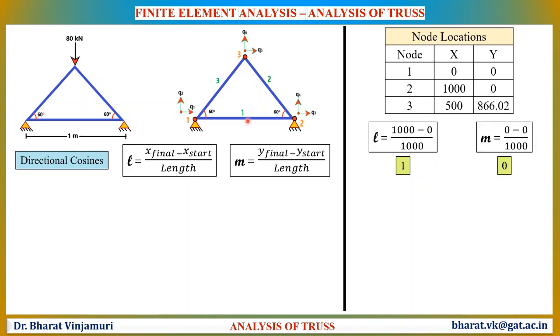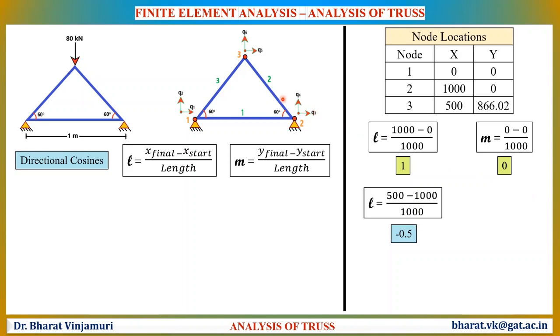the y coordinate of the end node of element number 1 is 0 and its y coordinate is 0. Similarly, the starting node of element number 1 is node 1 whose y coordinate value is 0. Thus, the value of M is 0 minus 0 divided by 1000. Let us now find the directional cosines for element number 2.